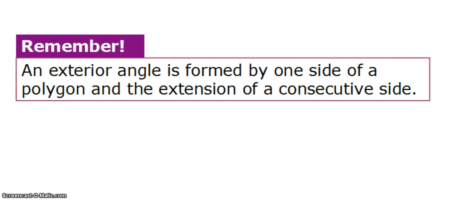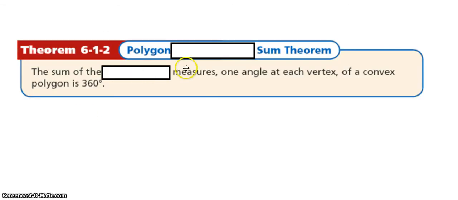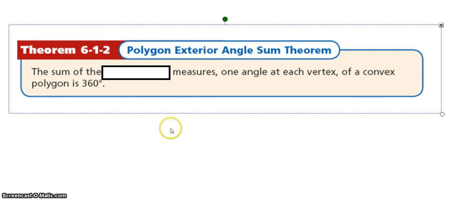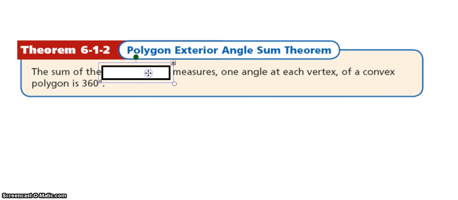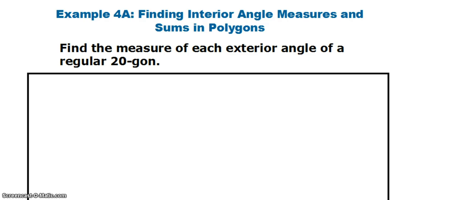We can use this relationship to find an exterior angle. Remember, an exterior angle is formed by one side of a polygon and the extension of a consecutive side. This fact can be placed in this theorem, and the theorem states that the polygon exterior angle sum theorem: the sum of the exterior angle measures, one angle at each vertex of a convex polygon, is 360. Okay, we're short on time, just a minute left.